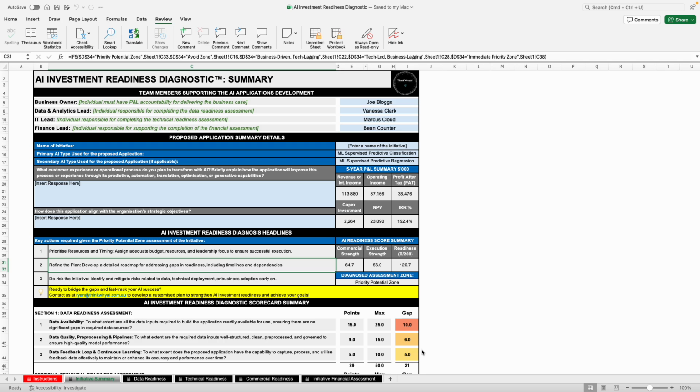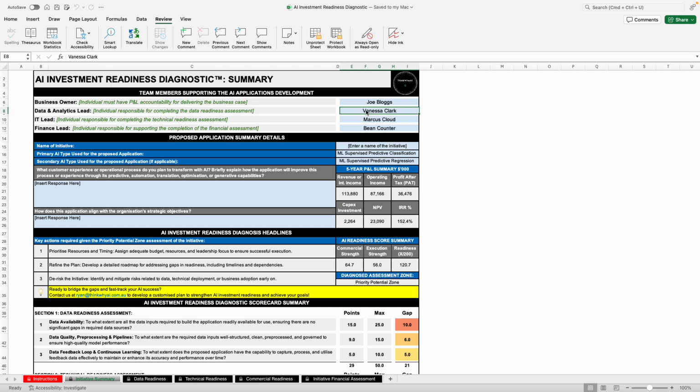Now let's take a look at how the AI Investment Readiness Diagnostic works. The first thing to note is that only the pale blue cells require input. These are the sections where you'll enter information relevant to your AI initiative. Everything else is locked to protect the scoring formulas and ensure consistency in analysis.